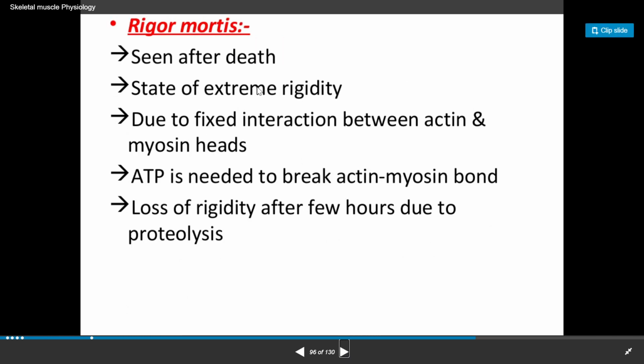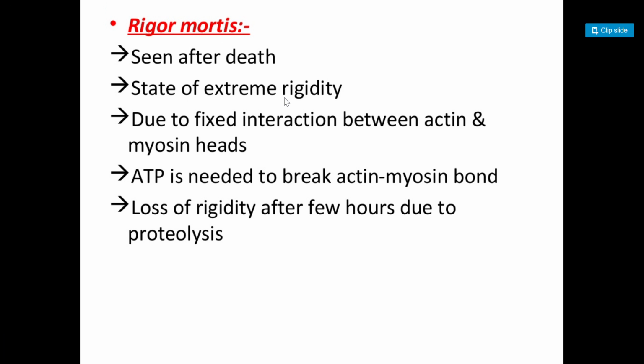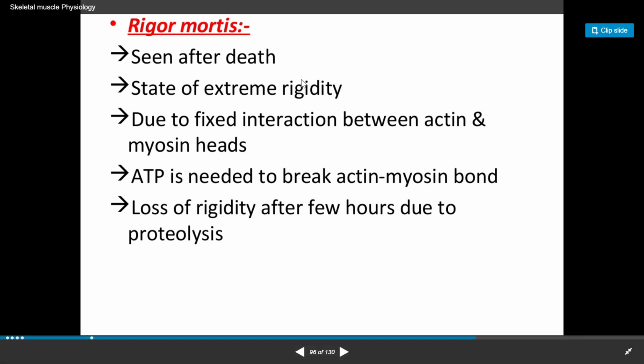Rigor mortis, you can see that. After death, the body goes into a rigid position. This is due to the fixed interaction between actin and myosin heads. ATP is required to break those bonds by taking the calcium back. But calcium is not taken back into the sarcoplasmic reticulum; it circulates in the sarcoplasm itself. So more actin myosin heads get bonded and there is no breakage due to loss of ATP, since after death there is no respiration and no ATP generated. The loss of rigidity will happen only after a few hours, due to proteolysis. Until then the body will be in a rigid position.